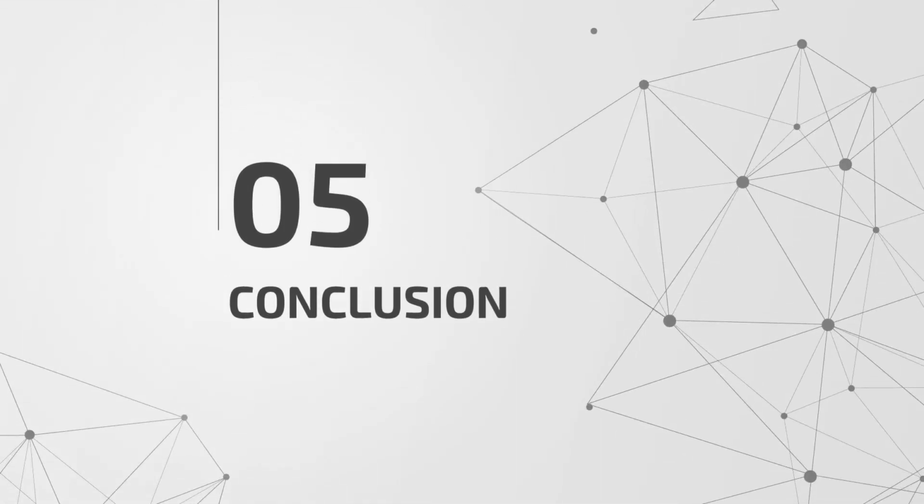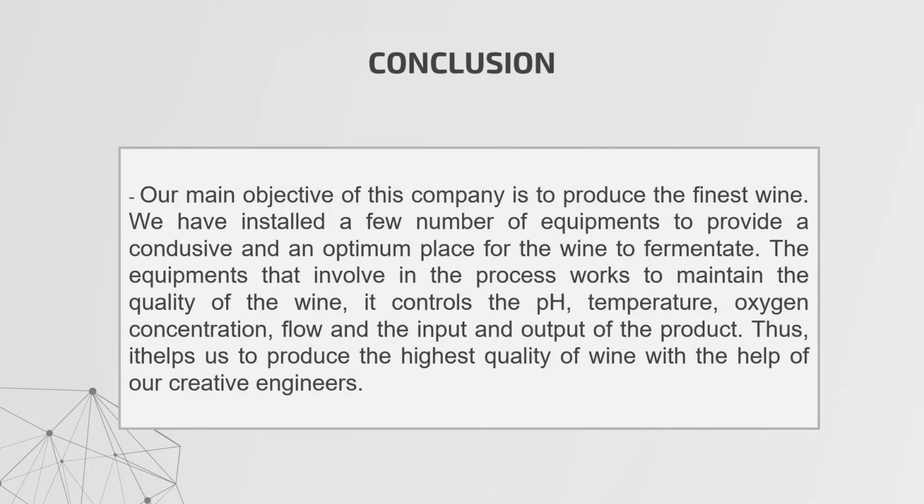Lastly, for the conclusion, the main objective of our company is to produce the finest wine. We have installed a number of equipment to provide a conducive and optimal place for the wine to ferment. The equipment involved in the process works to maintain the quality of the wine. It controls the pH, temperature, oxygen concentration, flow, and the input and output of the product. Thus, it helps us to produce the highest quality of wine with the help of our creative engineers.